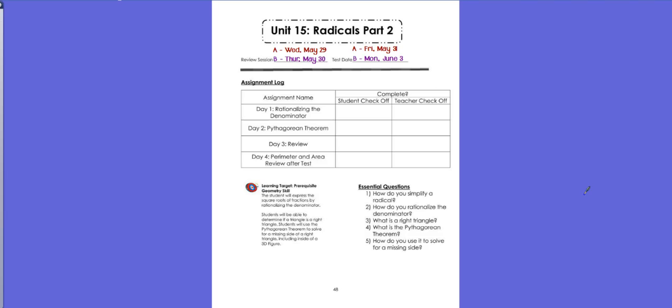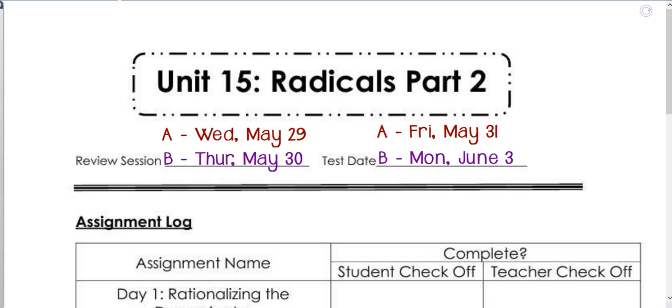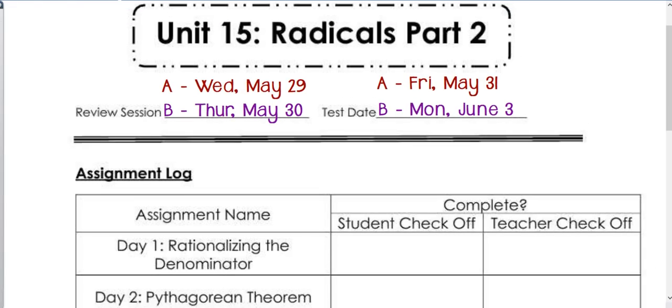So first off, let's go ahead and open up to page 48. We are starting a new unit today, which everybody knew about. So we are starting our Radicals Part 2 unit. On page 48, let's go ahead and write down our review and test dates. I'm trying to get back into the groove a little bit here. So our review session will be next Wednesday, May 29th, and your test will be next Friday, May 31st.